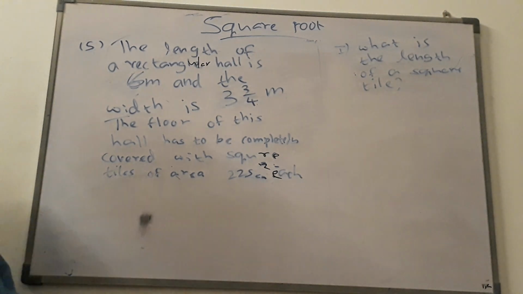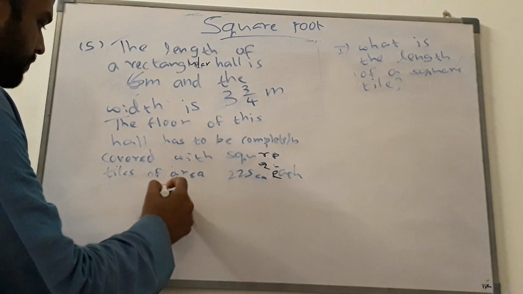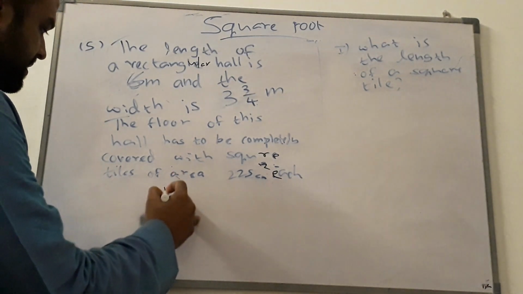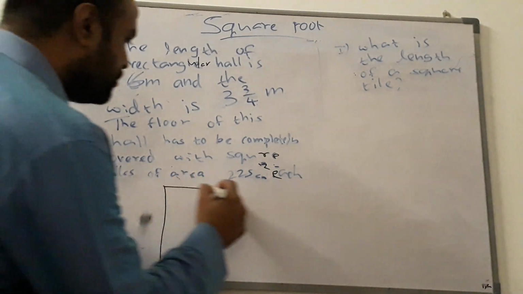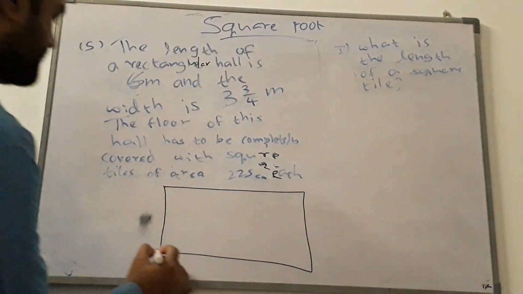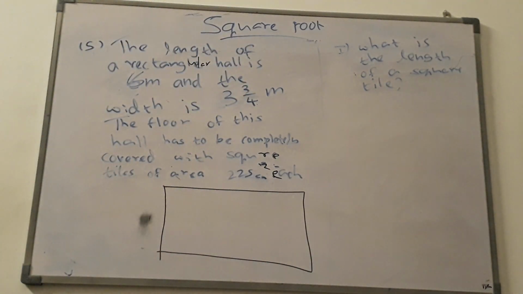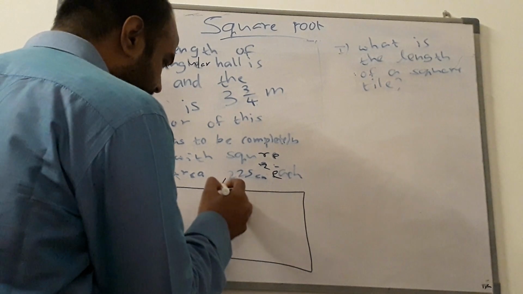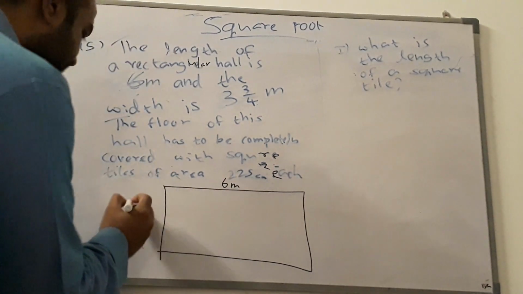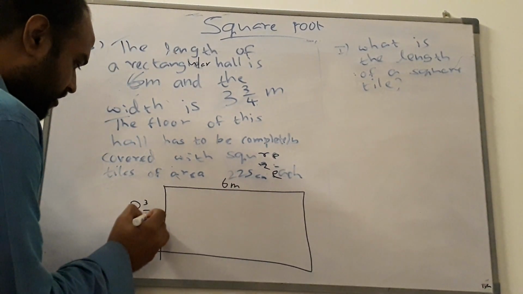Okay, there's a story given. First of all, we will try to draw a diagram. The length of a rectangular hall is 6 meters and the width is 3/4 meters. So breadth is there, length is there, and it's a rectangular hall like this. Right? Length is 6 meters. Breadth is 3/4 meters.